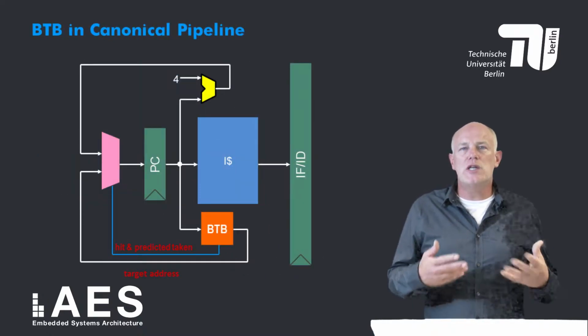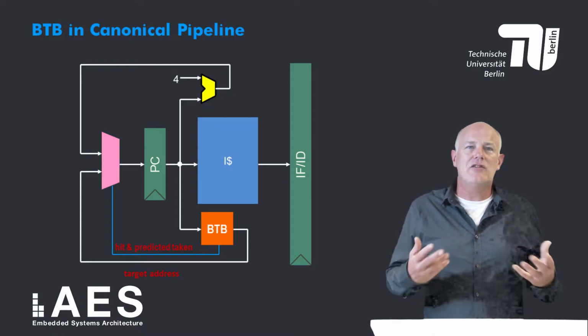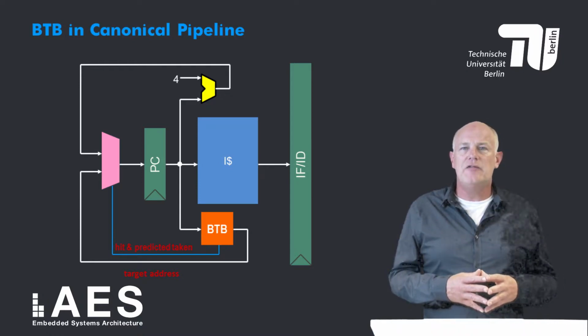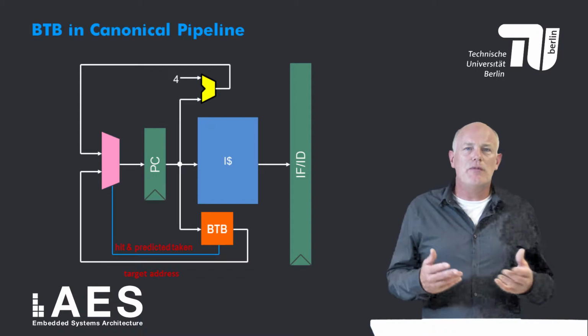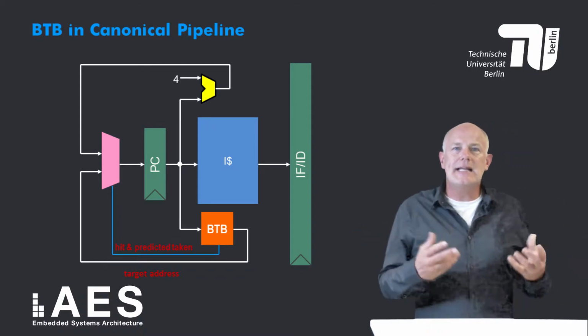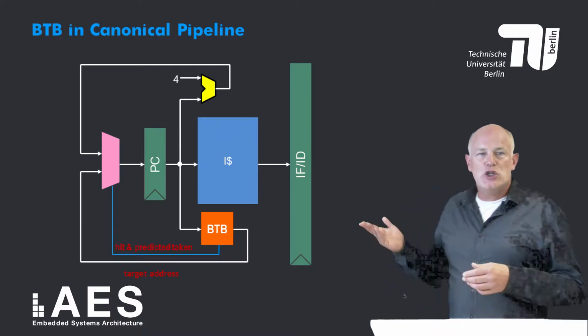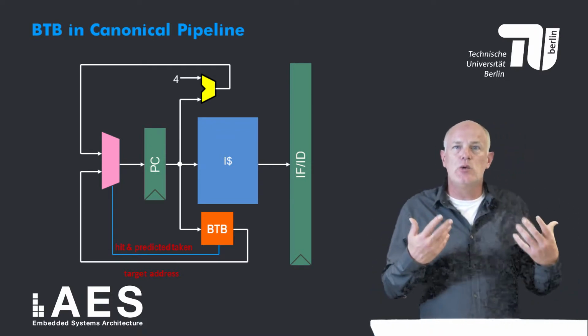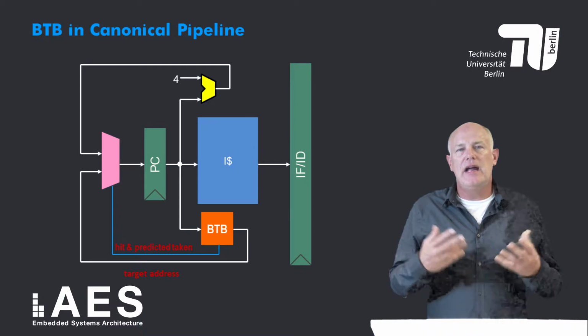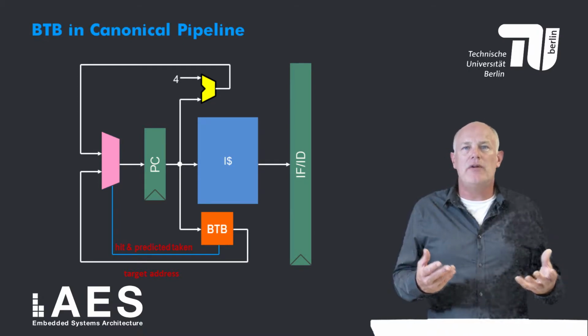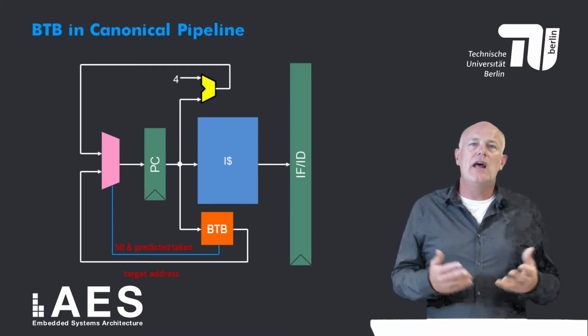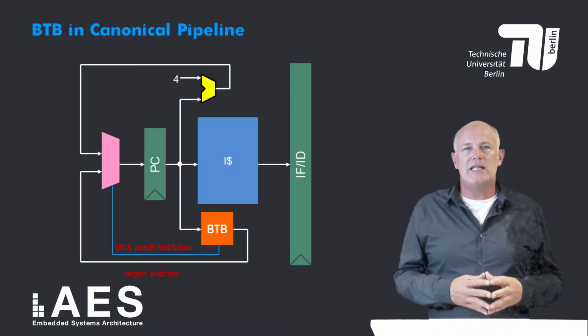This figure shows how the branch target buffer can be integrated in the canonical 5-stage pipeline. The branch target buffer, shown in orange, is accessed at the same time as the instruction cache. The multiplexer, shown in purple, is used to select the next PC. If there is a hit in the branch target buffer and the branch is predicted taken, the target address is used as the next PC.